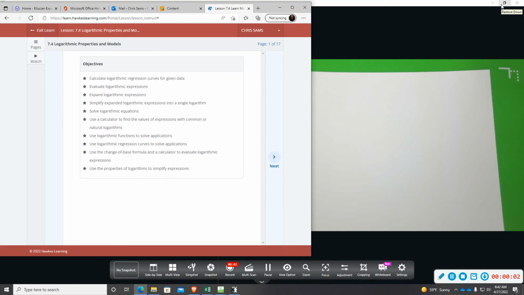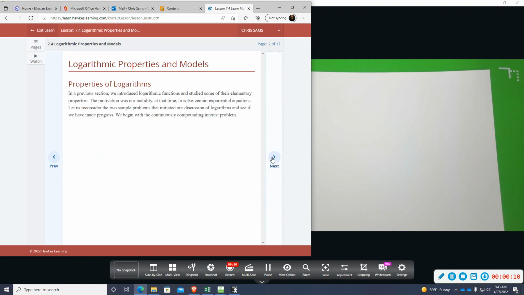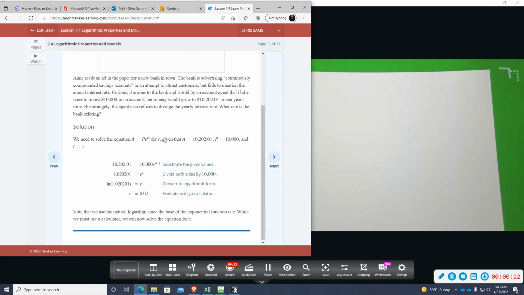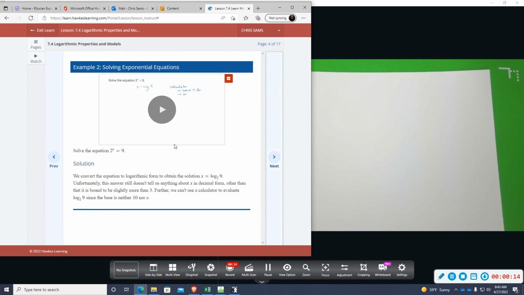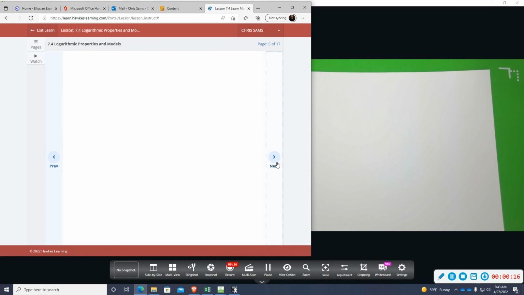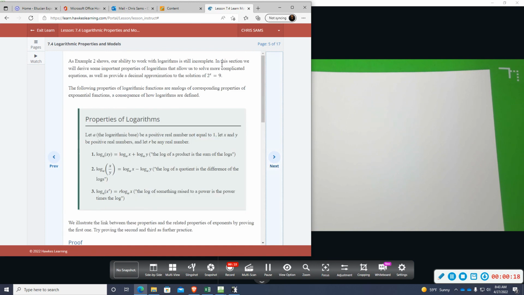All right, today we're going to be looking at log properties and models. I'm just going to go over the highlights of what you need to know as far as solving problems in this section. So I'm skipping over to page 5 of Learn, properties of logarithms.